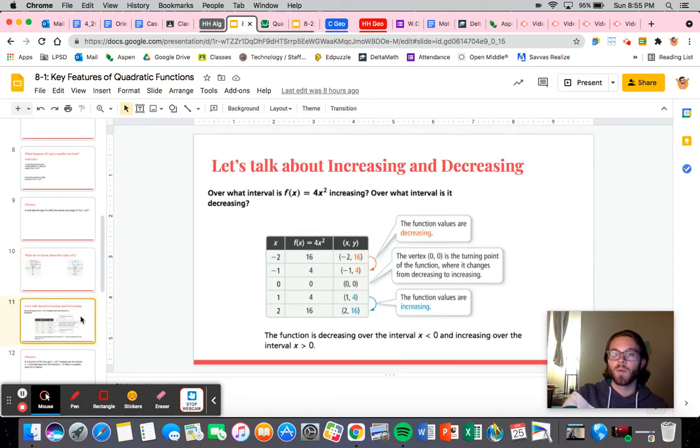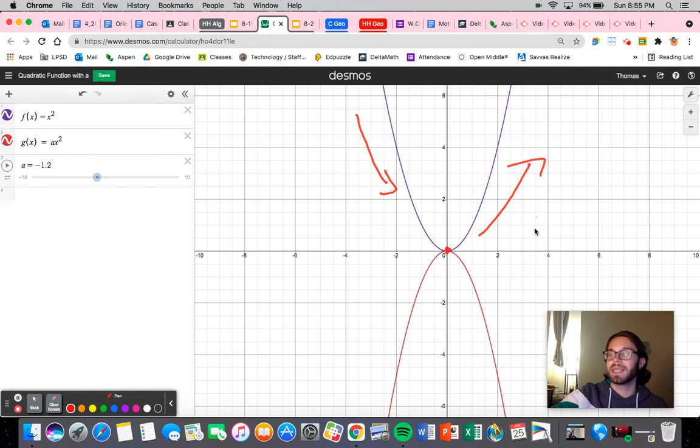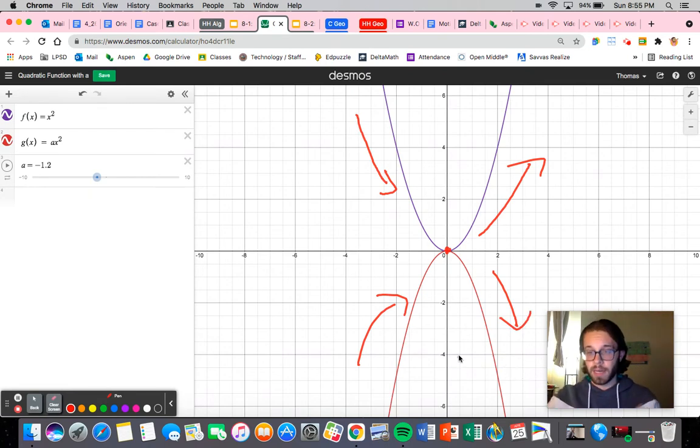Now, once again, if we talk about increasing and decreasing, the same rules are still going to apply. It is going to change at the vertex. If we go back to our picture, in the parent function, or when a is bigger than 0, it is decreasing until 0, and then it is increasing after 0. When a is less than 0, when a is negative, you're going to be increasing to 0 and then decreasing after. So that's the only thing that's going to change. But a lot of the information is exactly like you saw with the absolute value functions.